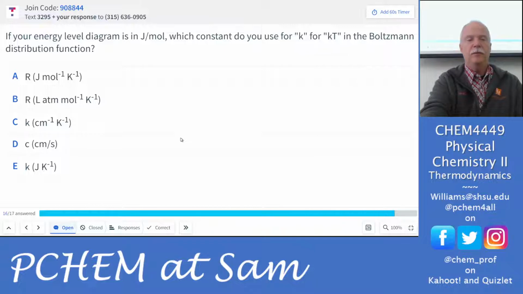So like in the last problem, we had wave numbers in the numerator. So we needed wave numbers per Kelvin in the denominator. And when it's multiplied by temperature, the kelvins cancel. And then you have wave numbers over wave numbers.